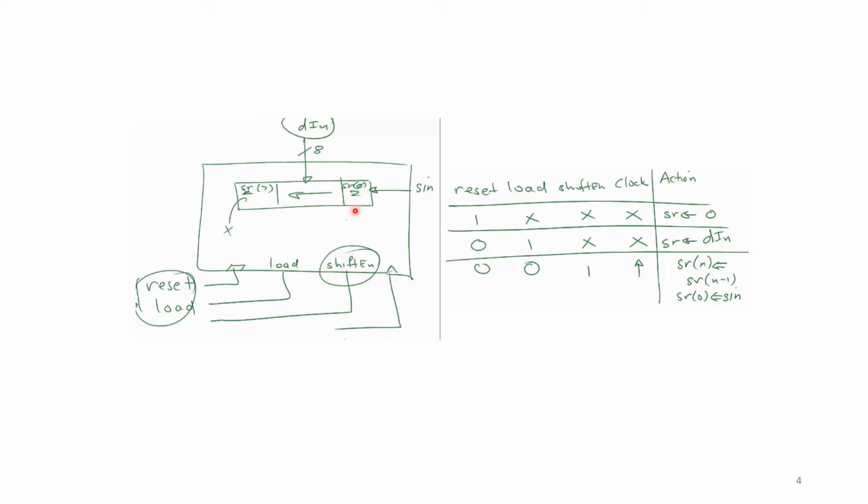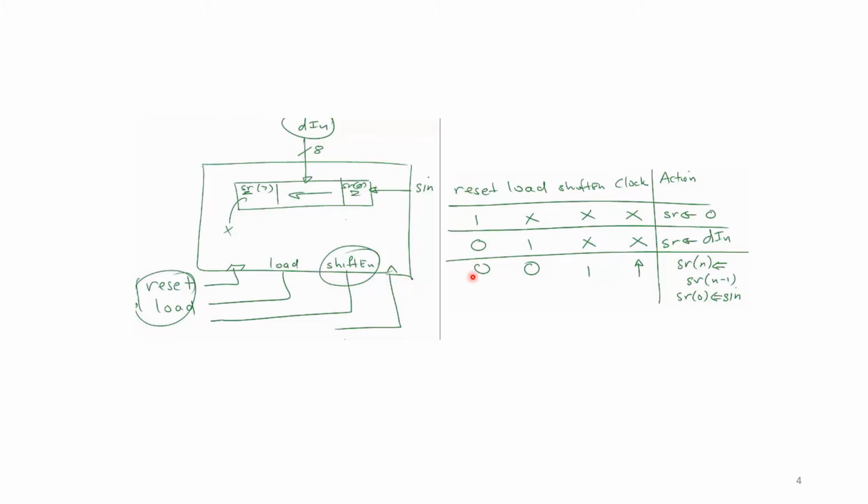If your reset is high, that means it will be activated. It doesn't really matter what the value of load, shift enable, and clock are, all are don't care. So it will reset the shift register, so SR will be all 0. If load is 1, obviously your reset needs to be 0. If reset is 1, then it will get the priority. That's why it needs to be 0. If load is 1, it doesn't really matter what shift and clock are, so this shift register SR will load the 8-bit data in.